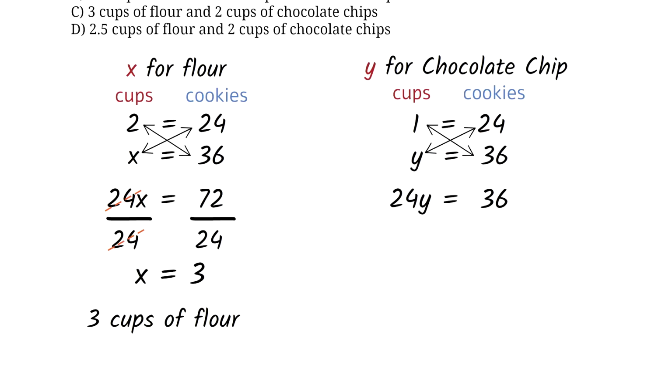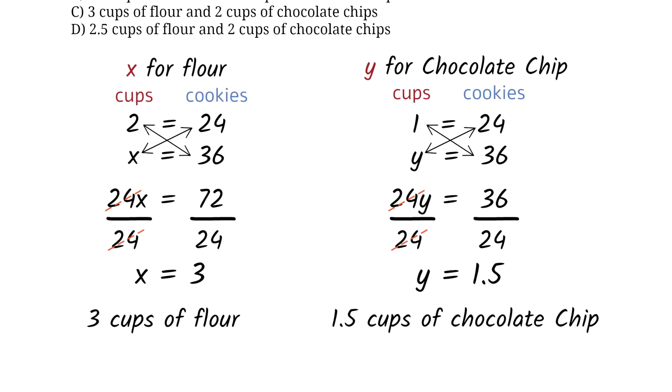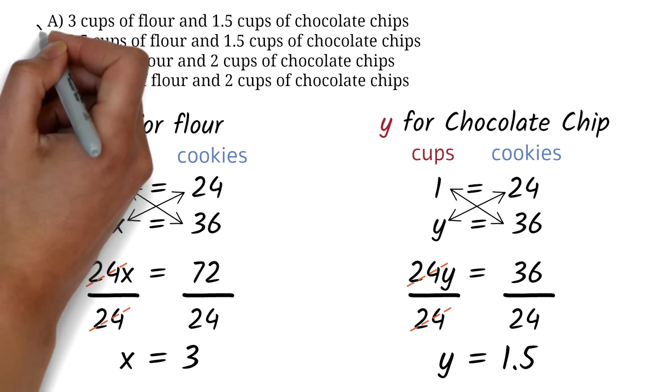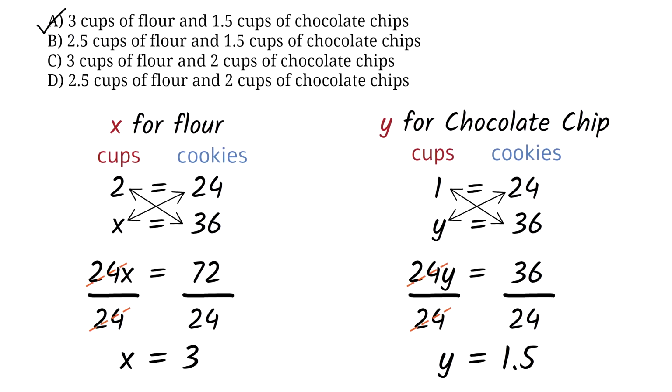We solve for Y, divide through by 24. The 24 will cancel out. 36 divided by 24 is 1.5. So she'll need 1.5 cups of chocolate chips. So the correct answer is A, 3 cups of flour and 1.5 cups of chocolate chips.